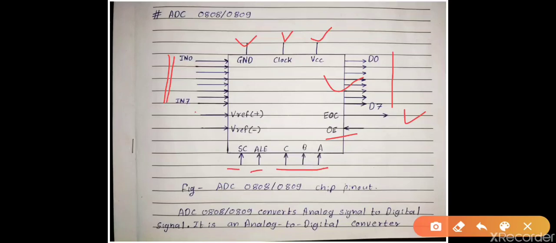Next 2 pins are V reference positive and negative. So these V reference positive and negative pins determine the step size of conversion. As you all know, analog to digital conversion uses sampling and it requires a step size. So these two pins determine step size of conversion.